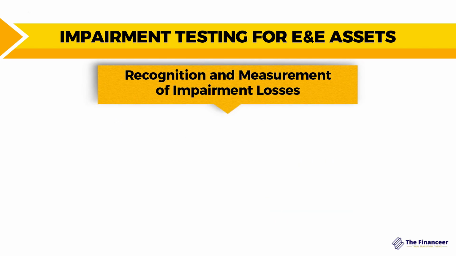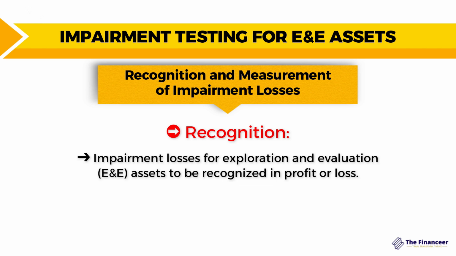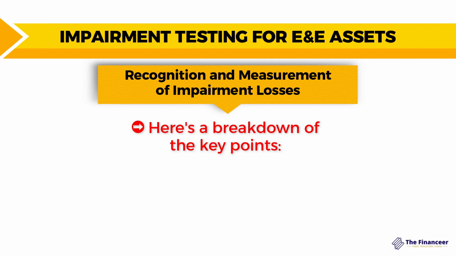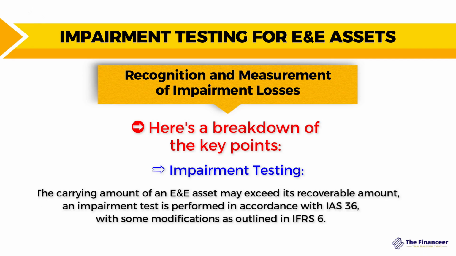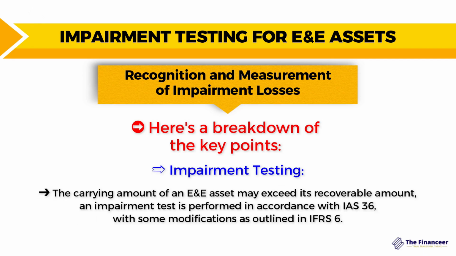Now let's move on to how impairment losses are recognized and measured under IFRS 6. IFRS 6 specifically requires impairment losses for exploration and evaluation assets to be recognized in the statement of profit or loss. Here is the breakdown of the key points. When facts and circumstances suggest that the carrying amount of an E&E asset may exceed its recoverable amount, the impairment test is performed in accordance with IAS 36, with some modifications as outlined in IFRS 6.